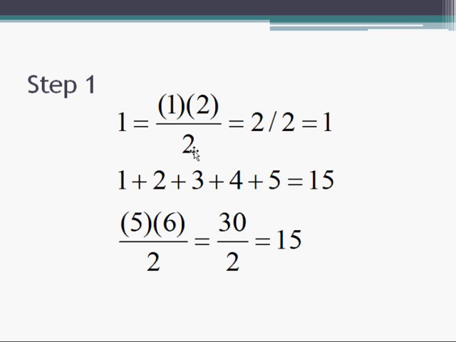So 1 times 2 is 2. 2 divided by 2 is 1, and so 1 is 1. That's a good start, so it works for our simplest case.